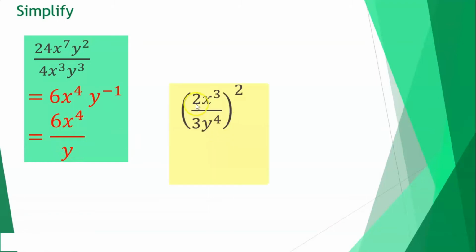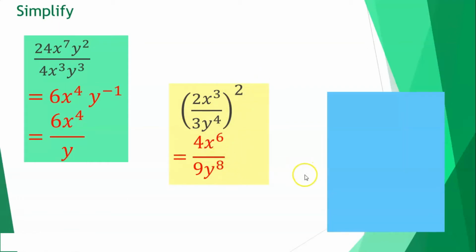Another. (2x cubed over 3y to the power of 4) raised to 2. So simplifying this, let's distribute 2 to the terms inside. So 2 to the power of 2, that's 4. Then 2 times 3, you will get 6. 3 to the power of 2, that's 9. And 4 times 2, you'll get 8.